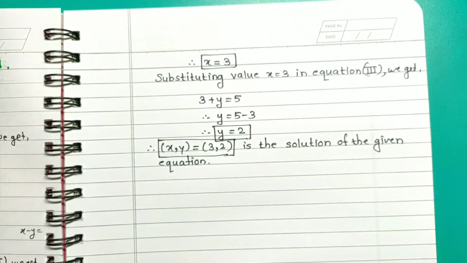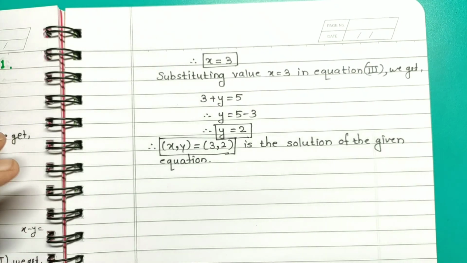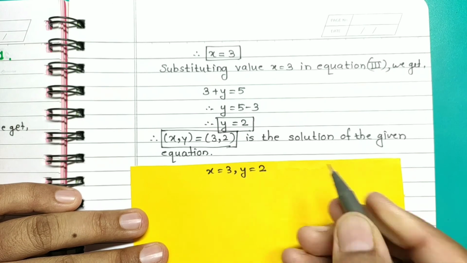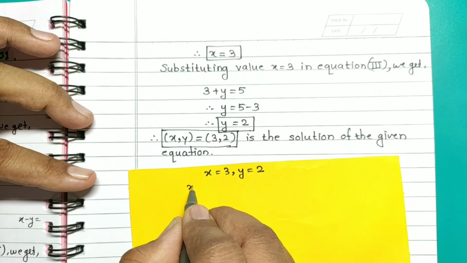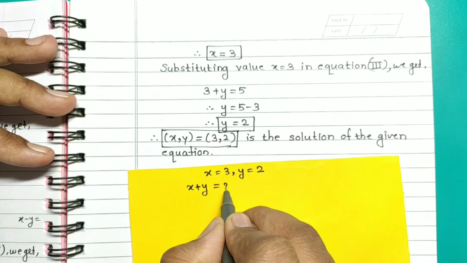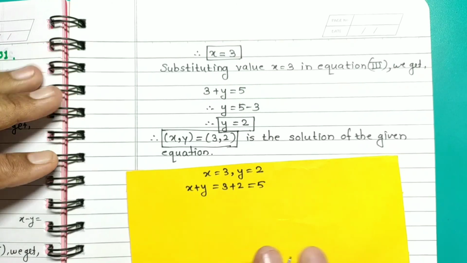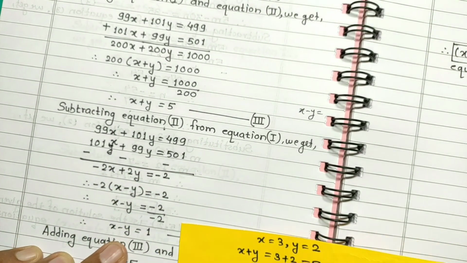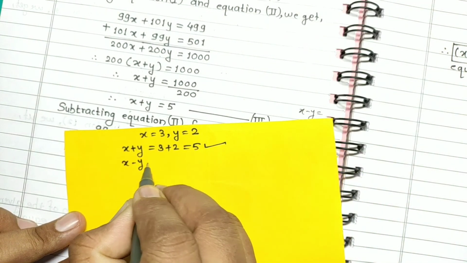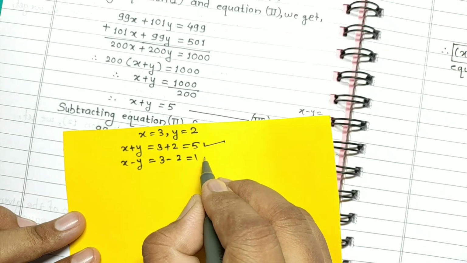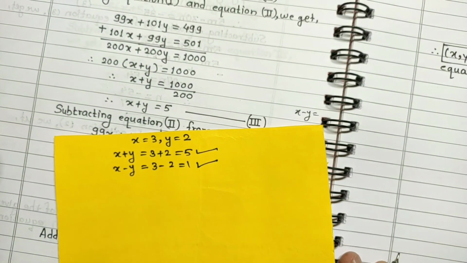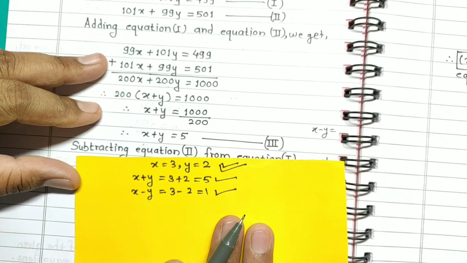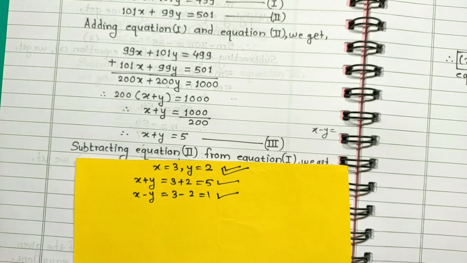Now let's tally this answer. We are going to tally the answer. So you substitute x = 3 and y = 2 in equations 3 and 4. In equation 3, x + y means 3 + 2, it is 5, and equation 3 is x + y = 5, so it is satisfied. Then equation 4 is x - y = 1. So x - y is 3 - 2, it is 1. Equation 4 is also satisfied. Now you can substitute these values in the given equations and tally your answer. This tally is an easy trick to check whether our answer is correct.